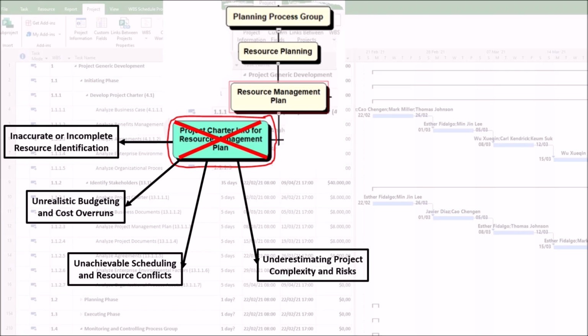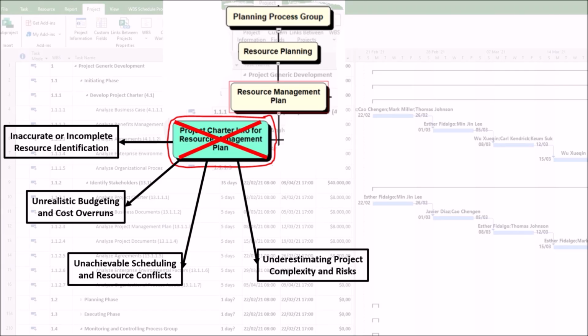4. Underestimating project complexity and risks. The harm is that a poor analysis overlooks the high-level risks stated in the charter, failing to incorporate mitigation strategies into the resource plan. For example, the charter notes a risk: potential union strike affecting delivery partners. A poor analysis ignores this and plans for a single external vendor. As a result, when the risk materializes, there is no contingency plan.